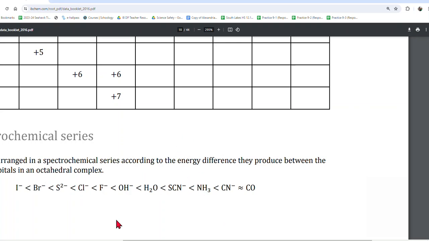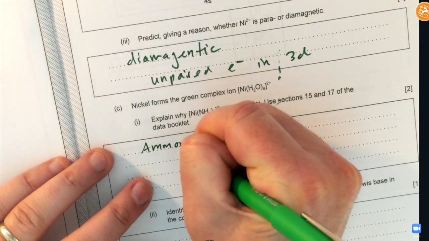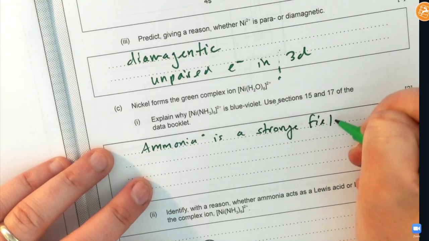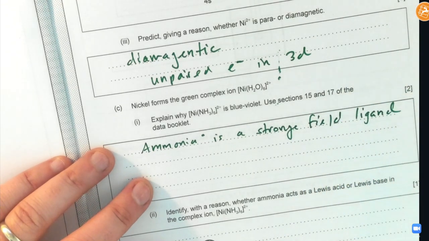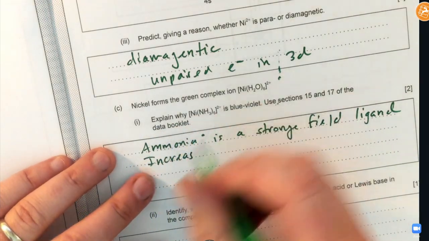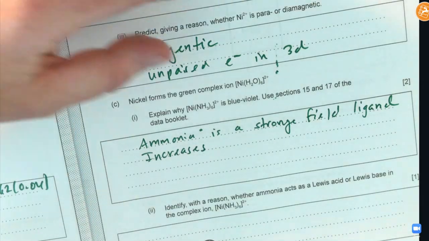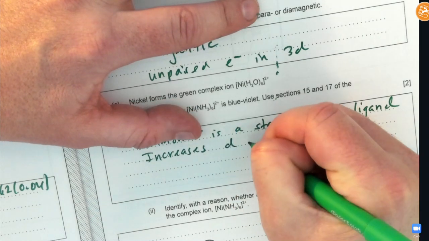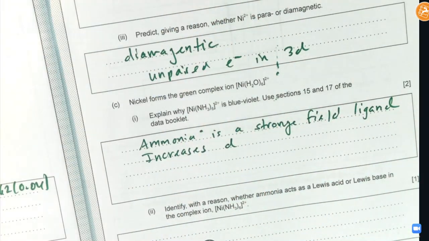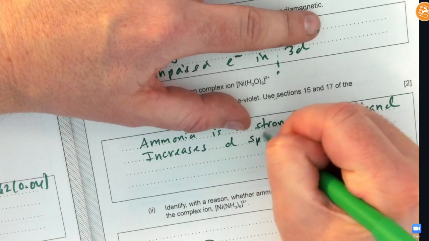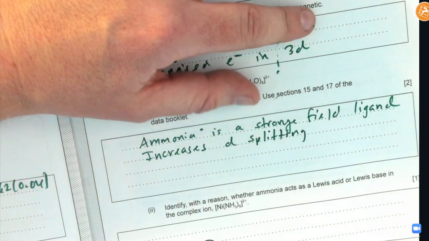So the reason why, going back, ammonia is a stronger field ligand. If you just said stronger, I'm sure that's fine. Right? So that means it increases. I can't even think anymore. Why can't I think of the word? The splitting. Thank you, Jesus. I don't know. Like, I need summer vacation really bad.